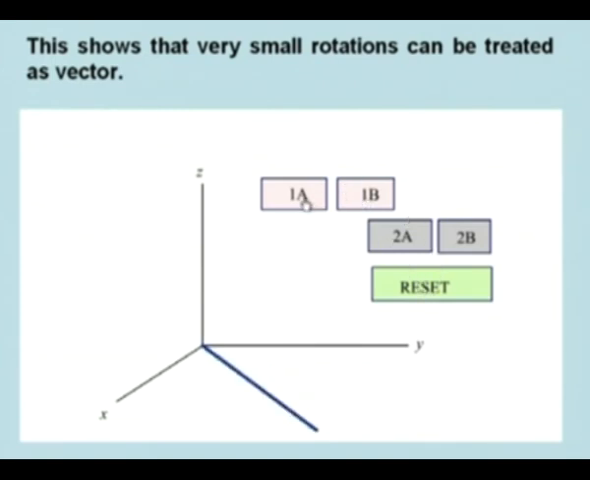We can see it again. First rotate about the z axis, then rotate about the y axis. Here first rotate about the y axis, then about the z axis. We got the same thing. See again, these are small rotations. It is like this, and then after that you get like this, and after that reset.